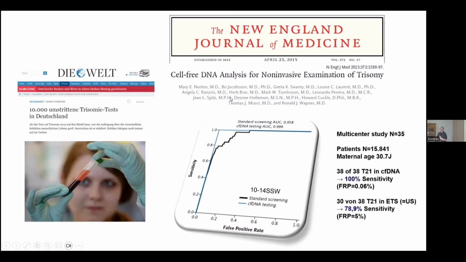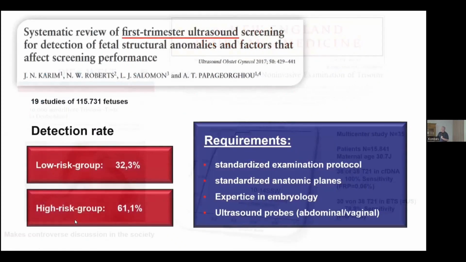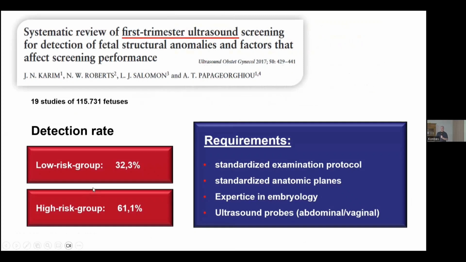And this study shows that we have a high sensitivity, that was 99% roundabout, for detection of trisomy 21. But if we have this risk, we have to make also an amniocentesis to check if this diagnosis was right. And if we do only the first trimester screening, we have roundabout 80% sensitivity. But it makes a lot of controversy and discussion in the society. I think that's worldwide. So now, what is happening with the structural anomalies in the first trimester screening?